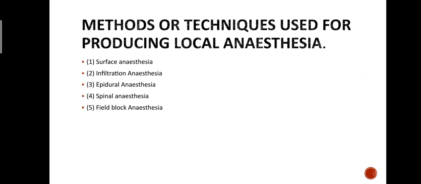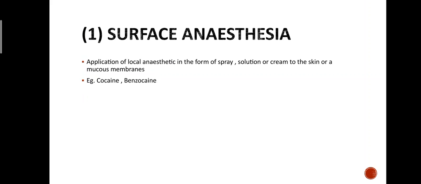Next point, methods or techniques used for producing local anesthesia. There are five types of methods. First one, surface anesthesia. Second, infiltration anesthesia. Third, epidural anesthesia. Fourth, spinal anesthesia. And fifth, field block anesthesia. These are the five methods or techniques used for producing local anesthesia. Let's see them one by one in detail.